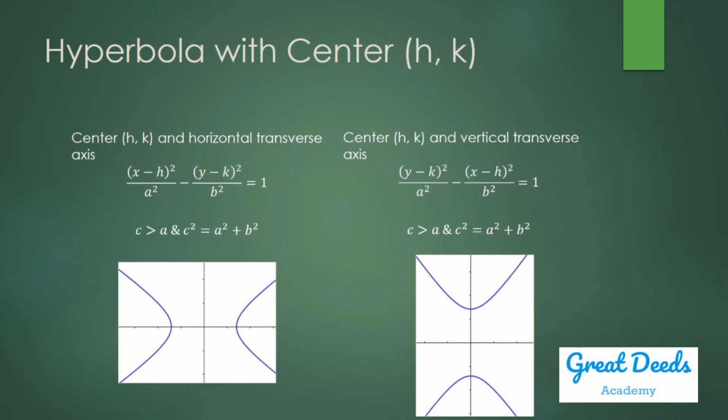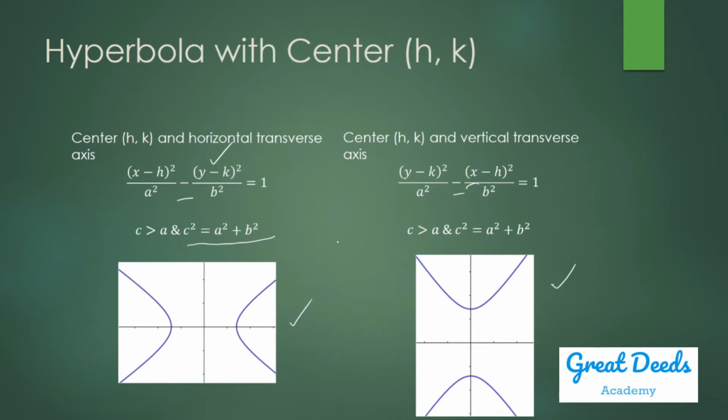First, we must pay attention to the center, of course, which is (h, k). And then we must pay attention to the principal axis. Is it vertical or is it horizontal? It is horizontal when what appears after subtraction is y, and this is how your graph is going to look. When the term that appears after subtraction is x, your principal axis is vertical, and so this is how your hyperbola might look.